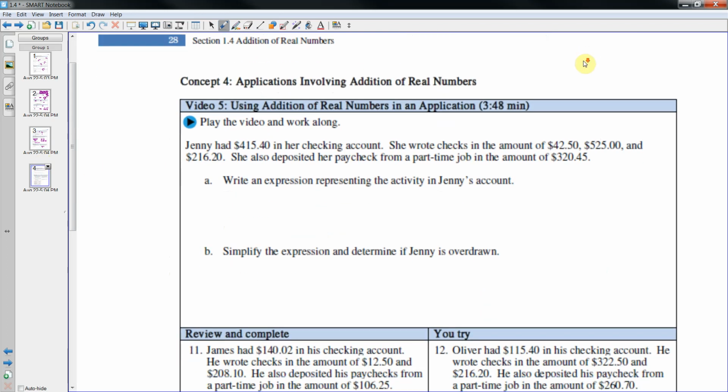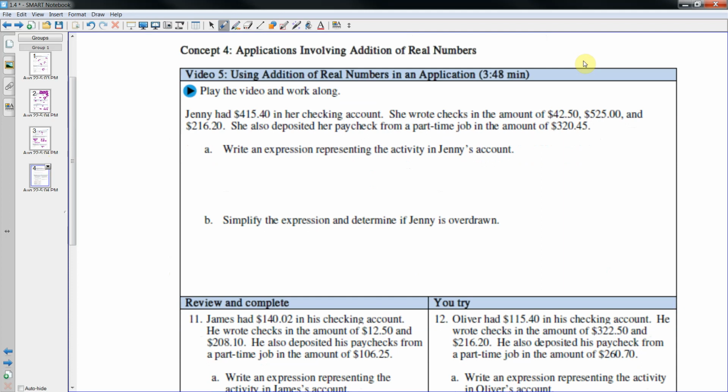Alright, here's some real world problems. Again, money, because money is positives and negatives. Jenny's got $415.40 in her checking account. She wrote checks for $42.50, $5.25, and $216.20. She deposited her paycheck from the part-time job in the amount of $320.45. Write an expression to represent the activity in Jenny's account.